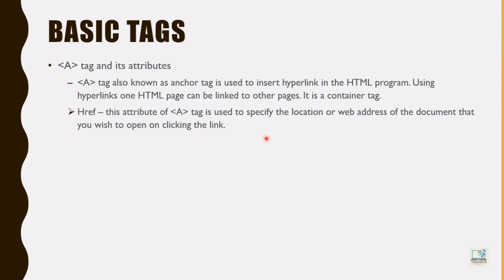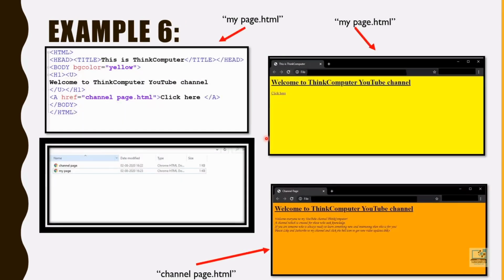Anchor tag is for hyperlinking. So once you use the anchor tag, it will just show a link on the page. So once you click on the link, then only that file will open. Now let's see this example to understand how the anchor tag works. First, see, in my folder I have two HTML programs. The first HTML program name is channel page and the second one is my page.